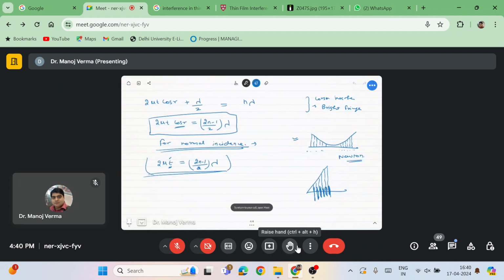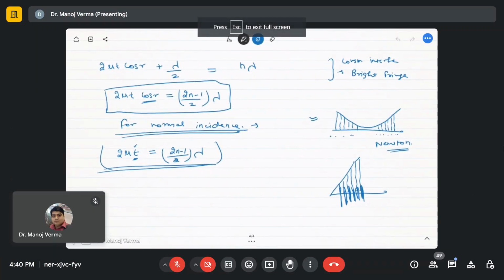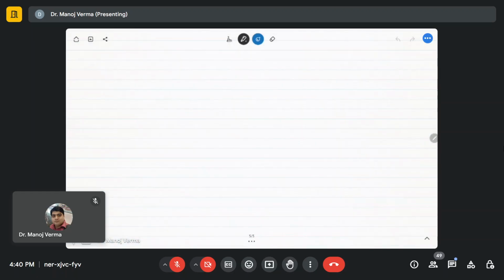Okay, so this condition will actually give you an idea at which thicknesses constructive interference will happen. Now, this T, I want to replace with some different parameters, which are the distance from the center and the radius of curvature of the plano-convex lens. Let's see how to do this.